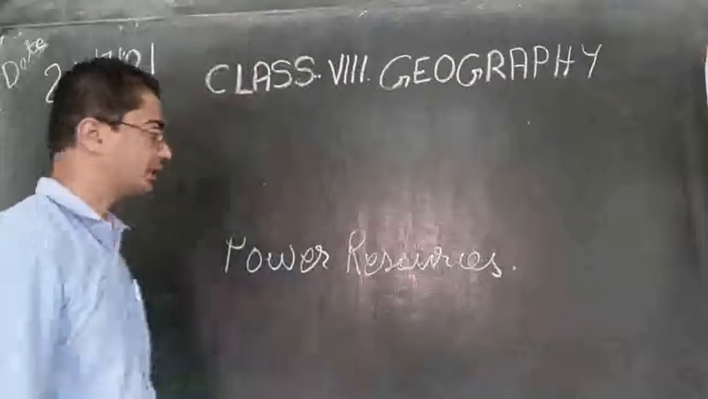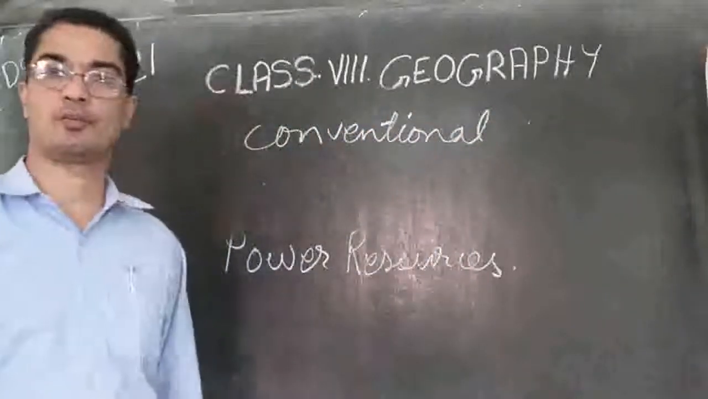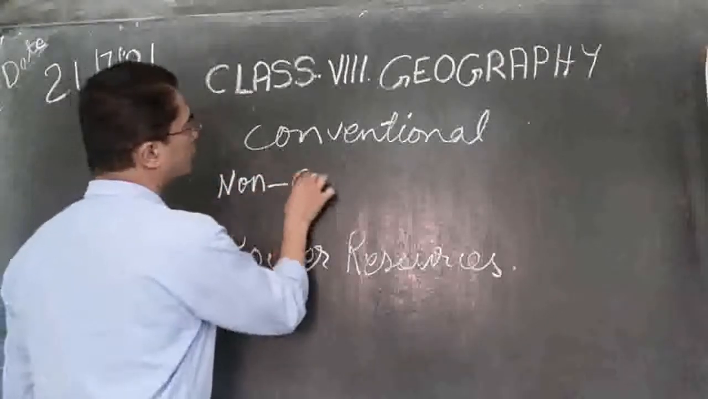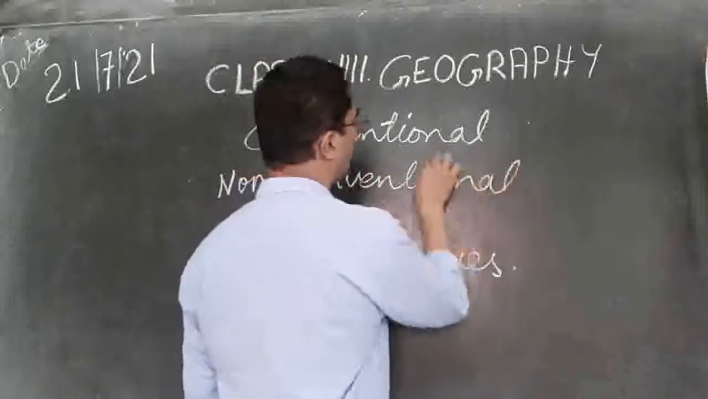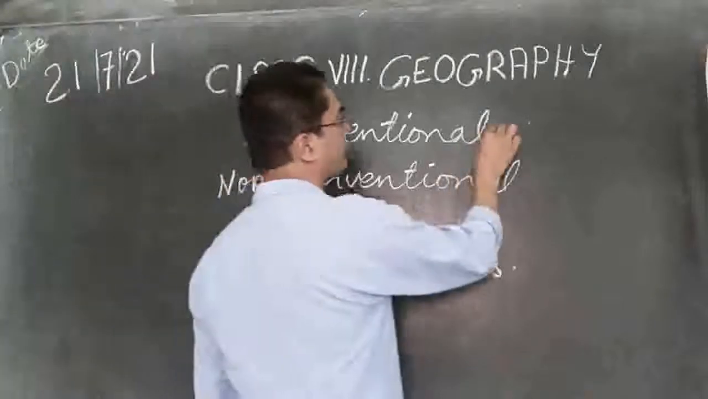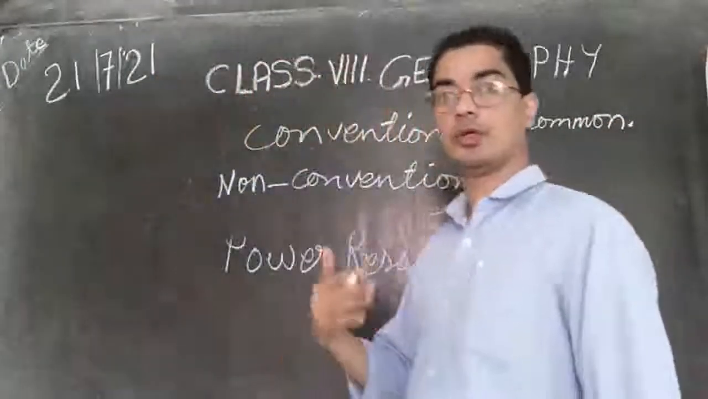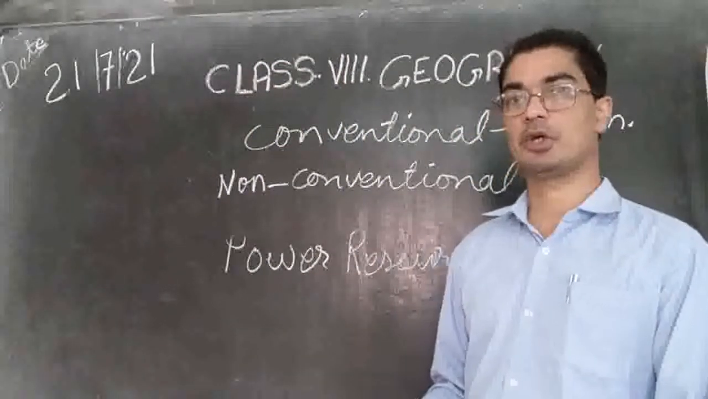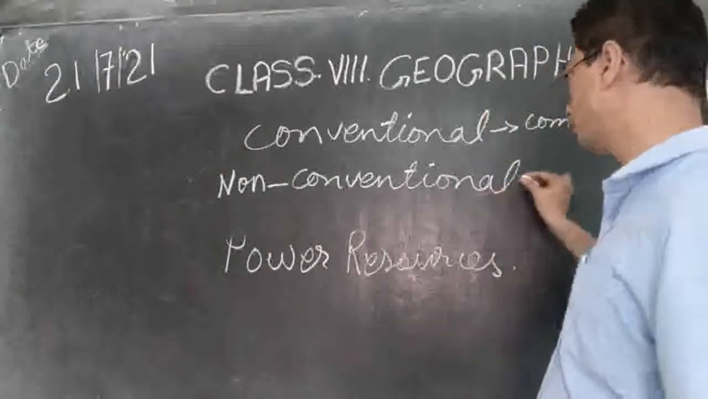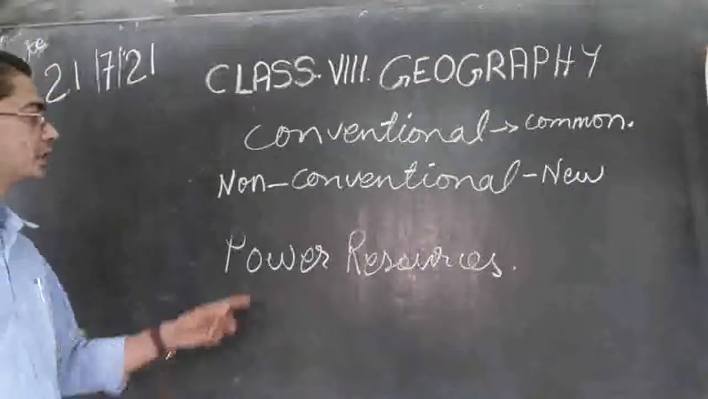So which are those two? One is conventional power resources, and another one is non-conventional power resources. Conventional means the common ones. The common sources of power that we have been using for quite many years. That is called conventional. Then non-conventional means new methods, not old but new sources of power. That is called non-conventional.